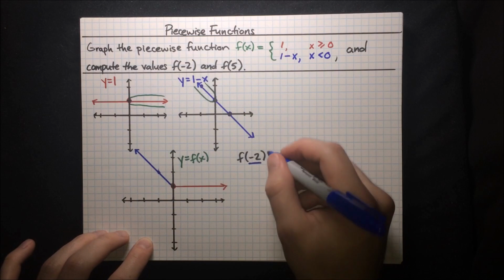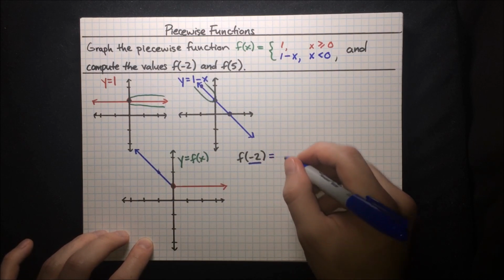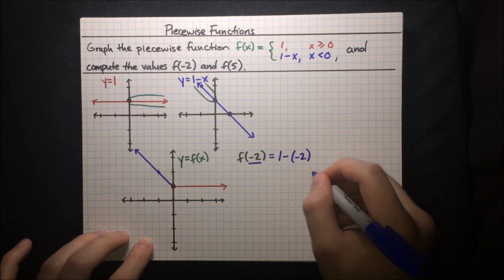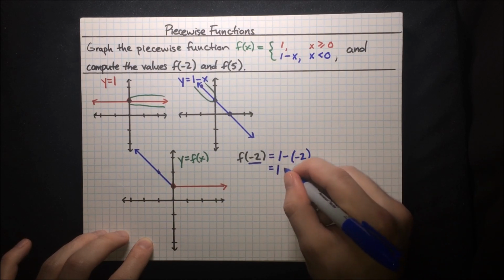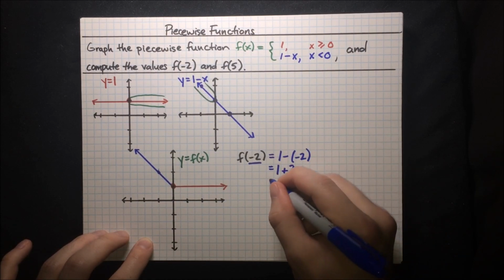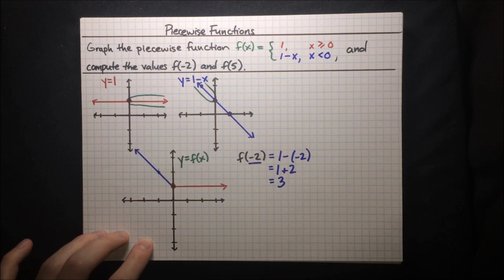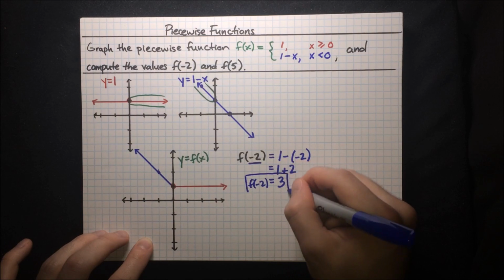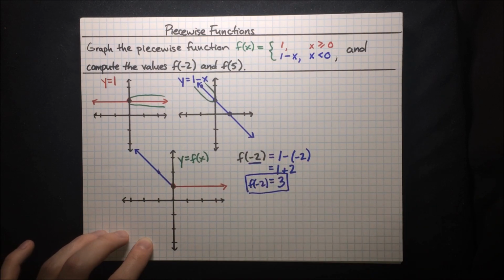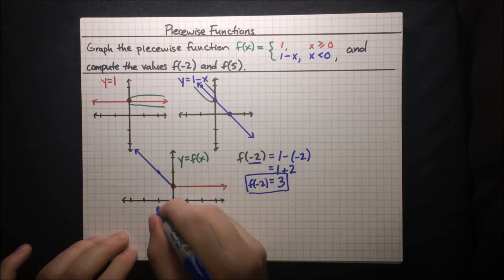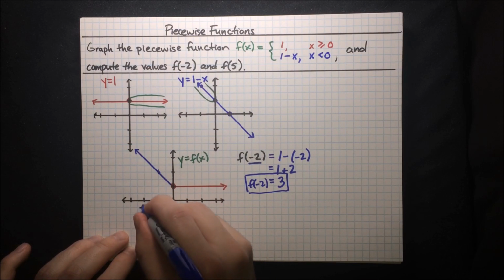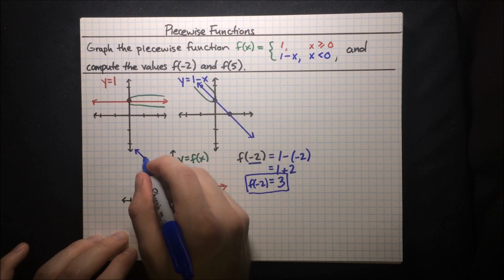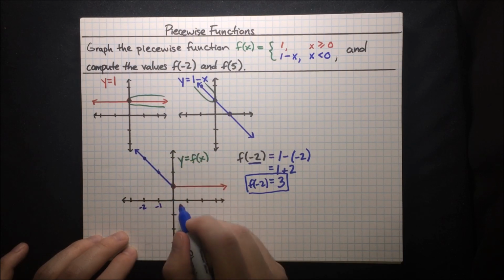So f of negative 2, using the 1 minus x rule, that just becomes 1 minus negative 2, which simplifies. That's just 1 plus 2, negatives cancel, and that comes out to 3. So f of negative 2 equals 3. We can also check that in our graph. If we go back to negative 2, this is negative 1, negative 2, and where does the function go for x is negative 2? Well, it's right over here, and that's at this y-coordinate.